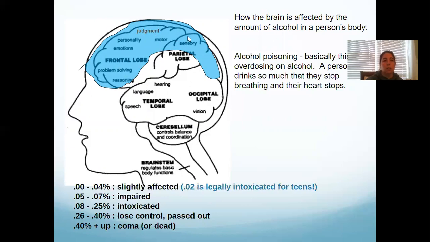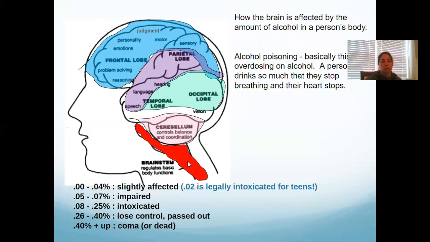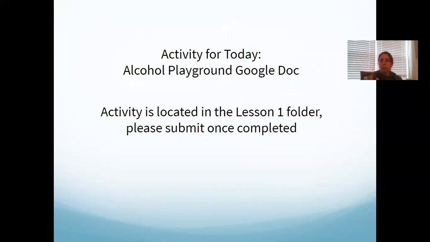The more you drink, this continues to be affected, but then we add this section. And the more you drink, you have this section. And then down here, and then finally your brainstem, and this is where death can occur. Well, sorry about the yelling. Alcohol poisoning, I talked about this before. Basically like overdosing on alcohol, and at this point, a person can stop breathing and their heart stops if they drink too much. Okay, so that's my mini lesson.